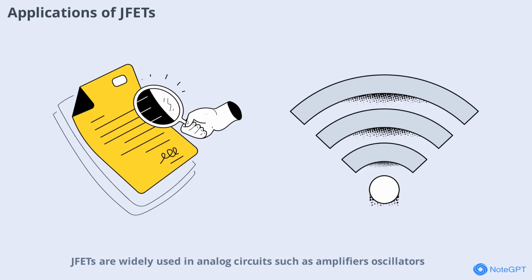JFETs are widely used in analog circuits such as amplifiers, oscillators, and voltage-controlled resistors. Their high input impedance and low noise make them ideal for sensitive signal processing applications. JFETs are also found in audio equipment, test instruments, and radio frequency circuits, where signal integrity is crucial.